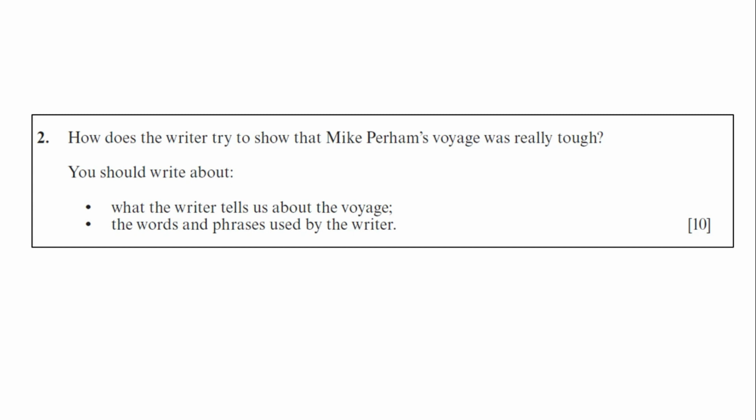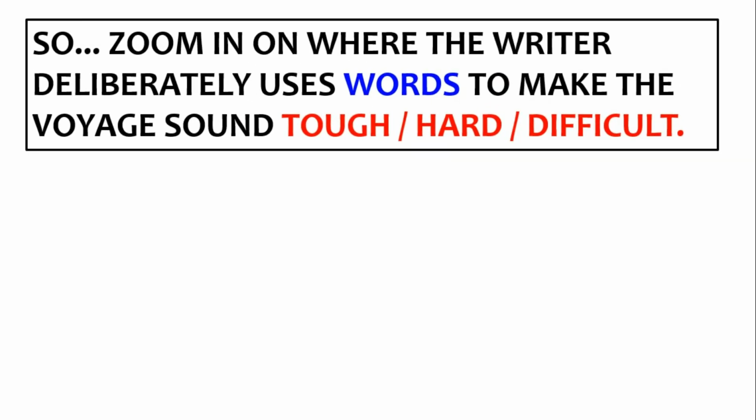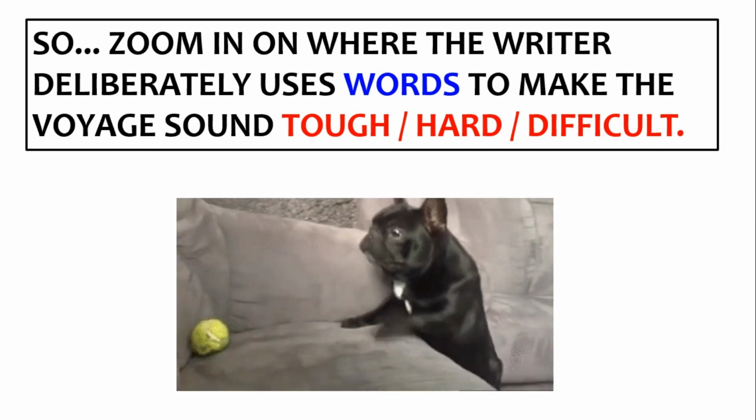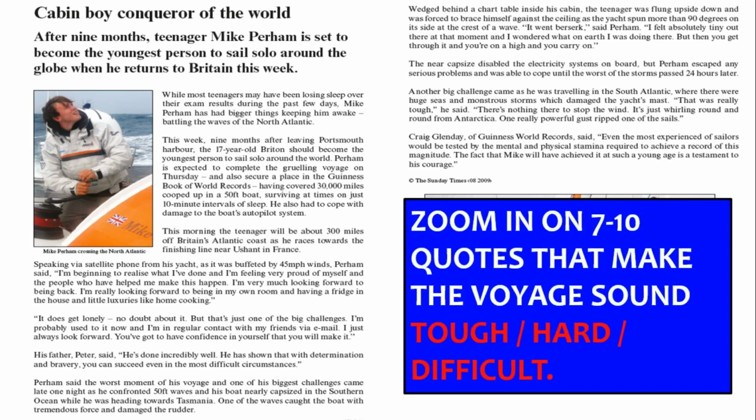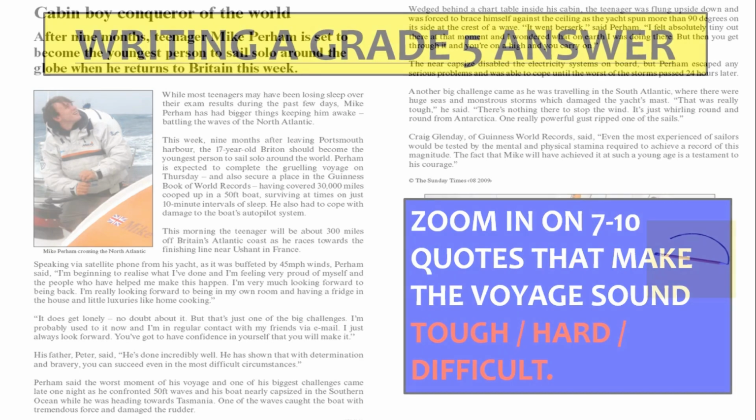So the question we're going to look at as an example in this video is, how does the writer try to show that Mike Perham's voyage was really tough? You should write about what the writer tells us, the words and phrases. And basically, you don't need to read the extract, but if you wanted to, it's about a 17-year-old boy who sails around the world on his own. So in this question, you've got to zoom in on where the writer deliberately used words to make Mike's voyage or trip seem tough, hard, or difficult, something really hard for him to do. So there's the article. If you want to zoom in and pause it, feel free. But basically, you've got a couple of minutes after reading it. Highlight seven to ten quotes that make the voyage sound tough, hard or difficult.